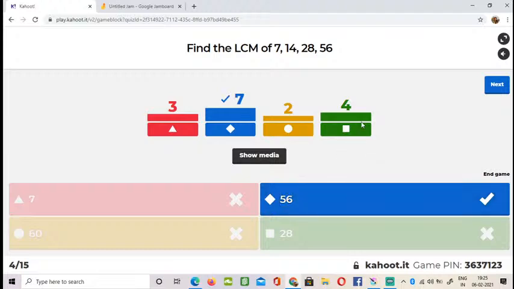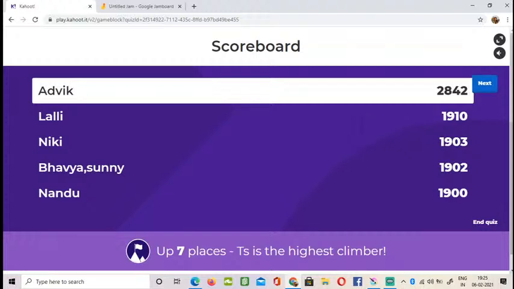So now let's move to the scoreboard. So here is its scoreboard result. So, okay, Simba and Chico had come up. So Simba is in the fourth place and Chico is in the fifth place. And Lalli, Nikki, Advait, they are in the same positions. I think they didn't change. So let's move to the next question.